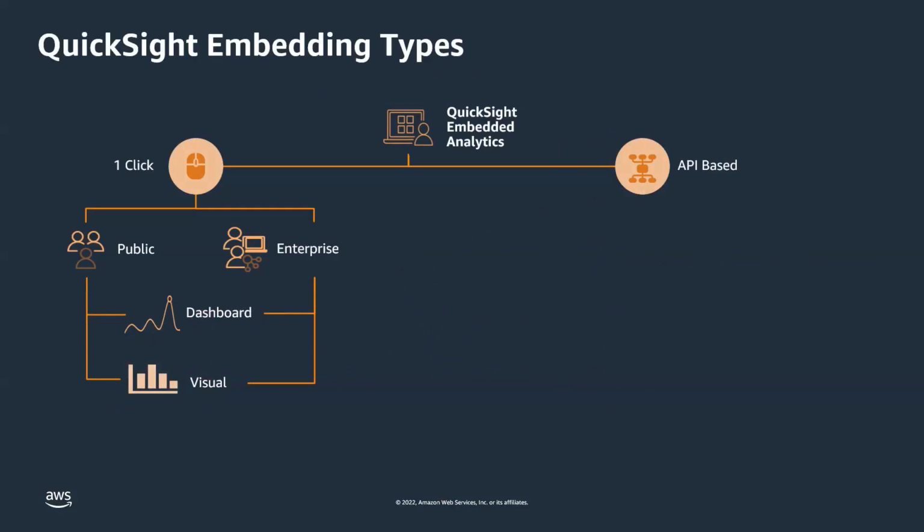As we dig into the specific details of anonymous embedding, we can programmatically embed the dashboard, the visual, and Q, which is the QuickSight natural language query capability, as we talked about earlier. So from here, I'll have Salim take over and go through the steps in detail, talk about the different methods of API-based embedding, and he will also be supported by demos. So over to you, Salim.